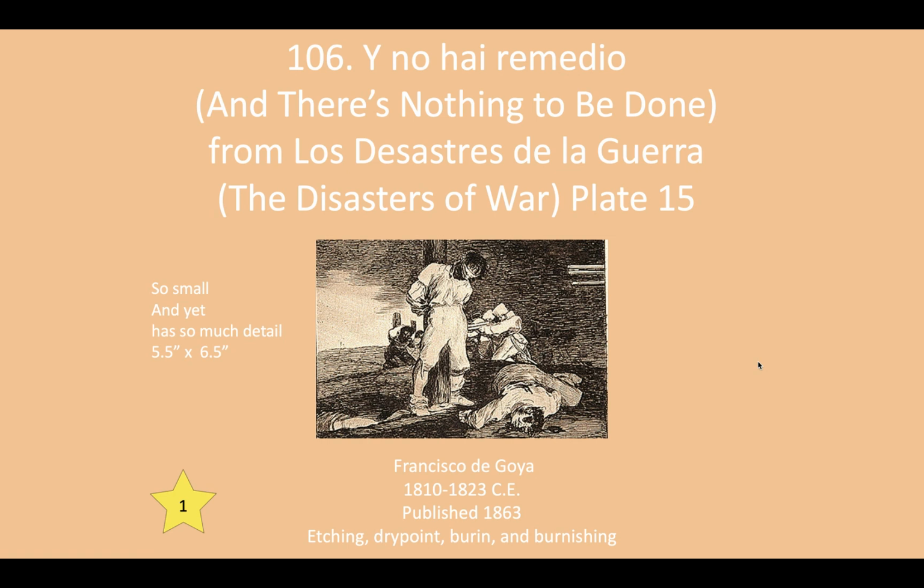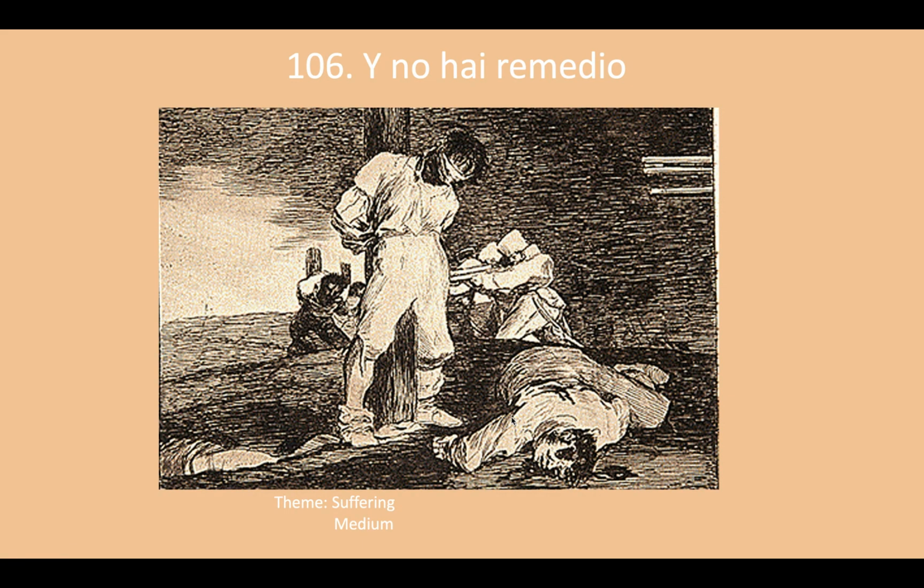here we have, and there is nothing to be done, from the Disasters of War. Now, because this is a really detailed piece, it's only 5.5 inches by 6.5 inches. And again, we're dealing with dry point. So we're dealing with fine lines on a metal plate. And I want you to be able to see the details. So I'm going to go to the next one, which is a blow up, an expansion of this, right?